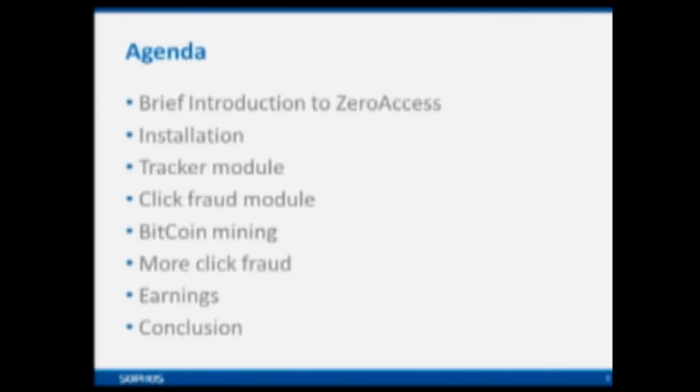So let's start by looking at the agenda for the presentation. We'll begin with a brief introduction into exactly what Zero Access is, before taking a look at some of the interesting aspects that occur during installation. We'll then take a look at a few of the downloaded modules, in particular the tracker module, the click fraud module, and the Bitcoin mining module. We'll then try and make some estimations about how much money the botnet might be earning before finishing with a conclusion.